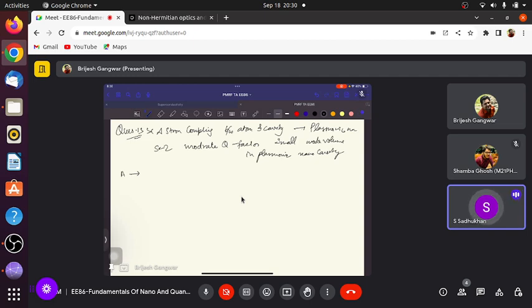Statement one I think is correct, but I'm not sure about statement two. See, in a plasmonic nanocavity the mode volume is very low. That is true. Why? Because light cannot penetrate into the plasmonic structure. So the mode volume is only on the surface. Yes, less.